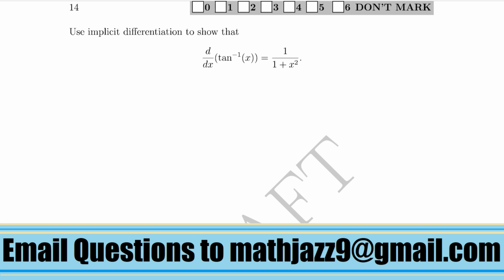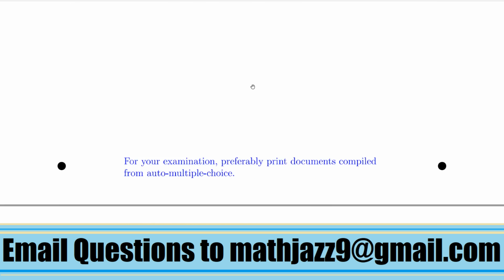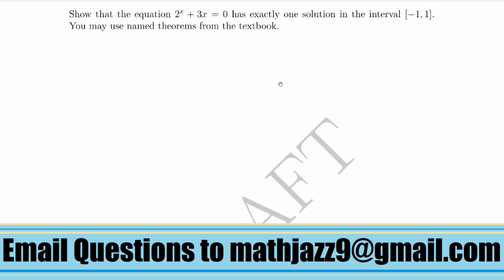Okay, and we can check that against the question, because the question actually gave us the derivative. They just wanted to show why this is the derivative, but they were kind enough to give the derivative to us. Okay, so the next question: show that this equation has exactly one root or one solution in the interval -1 to 1. Okay, so let's get that one set up.